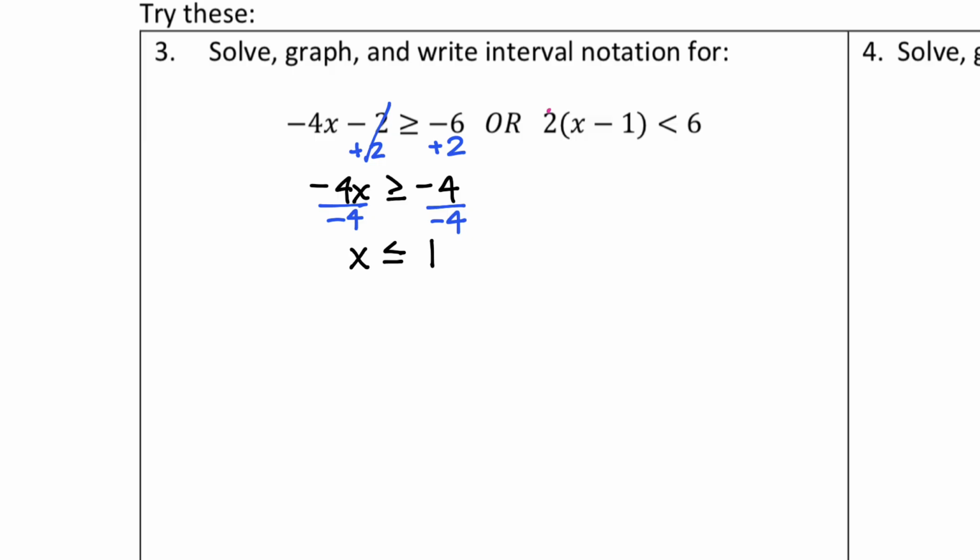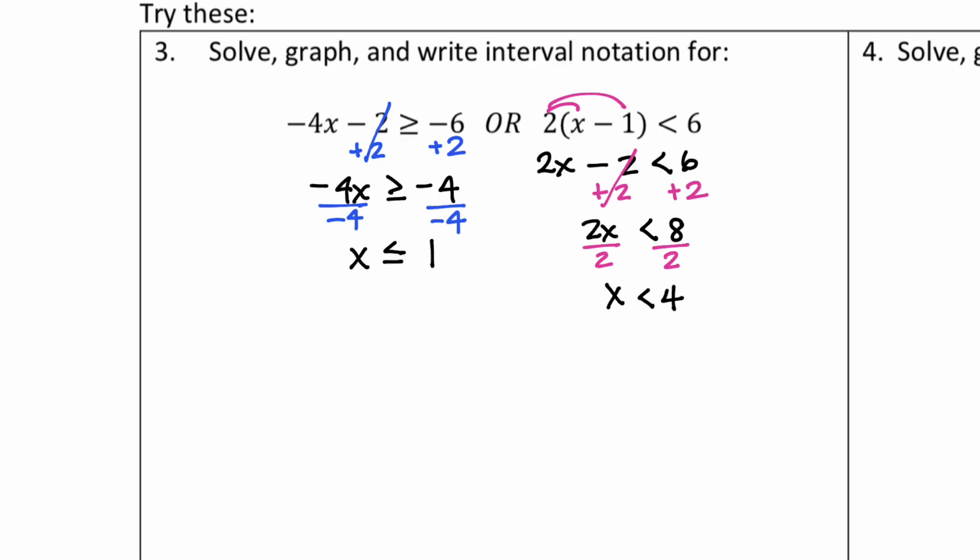Okay, on the right, we're going to distribute first. So we get 2x minus 2 is less than 6. Add 2 to both sides. These cancel. We get 2x is less than 8. Divide by 2. And x is less than 4.